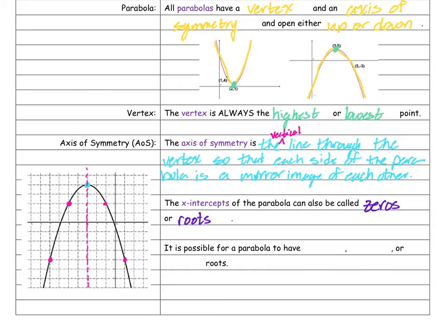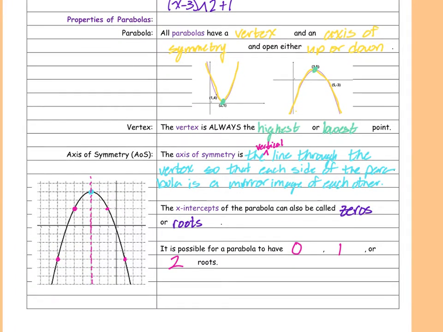And then the last thing here is it's possible for a parabola to have 0, 1, or 2 roots. So it all depends on where my vertex is on how many roots it's going to have, or zeros or x-intercepts, whichever you want to call them, okay? Any questions on the vocabulary? I'll just pause it there in case you guys want to take a picture of that vocabulary, unless you have written it down.